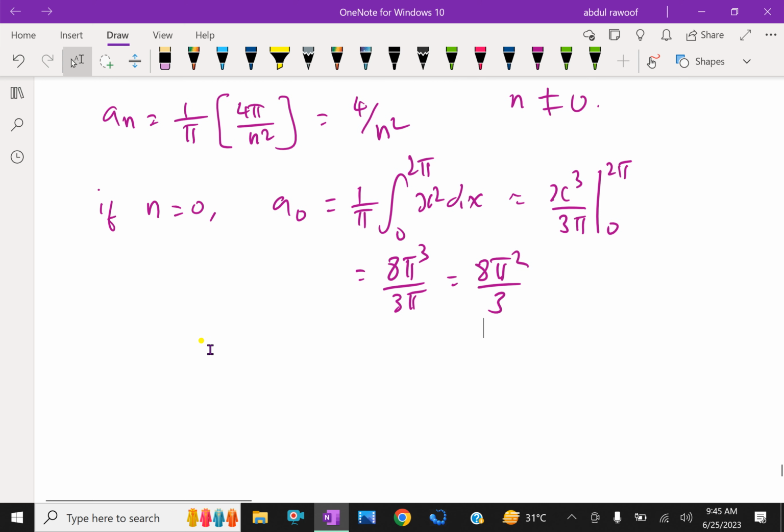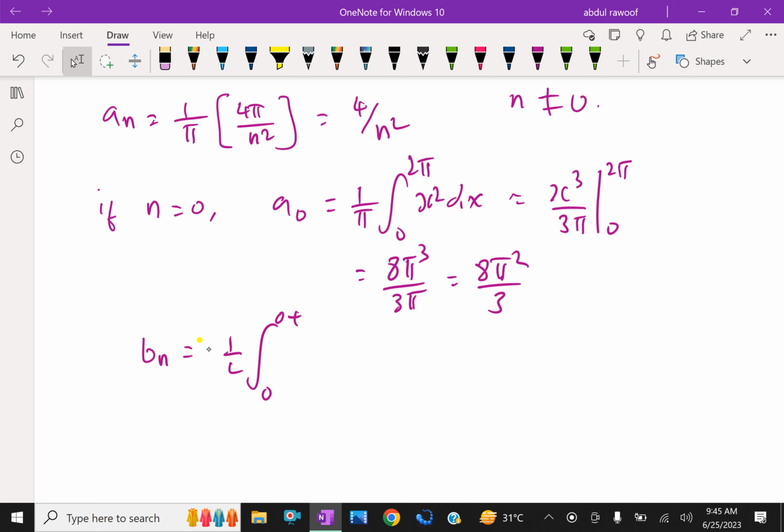Now the bₙ coefficient equal, that is 1 by L integral 0 to 0 plus c plus 2L, that is 2π, 0 to 2π, f(x) into sin nπx over L dx.